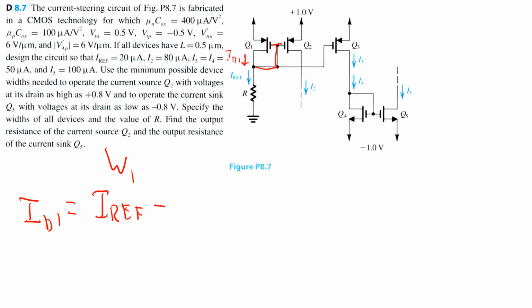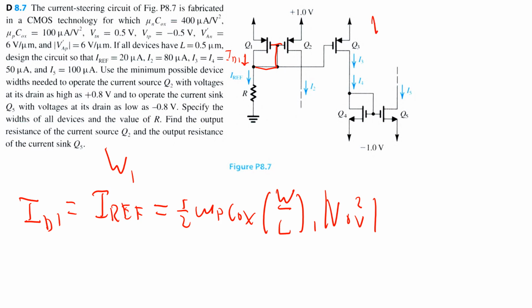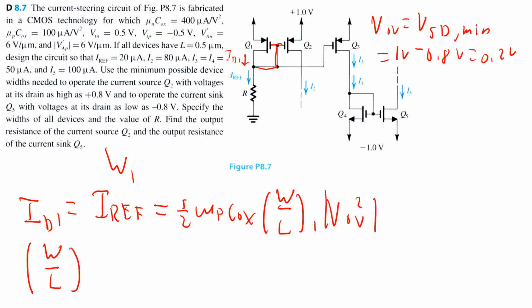So we can use the saturation equation, ID equals 1/2 times mu_p Cox, since these are PMOS transistors, times the width divided by length of transistor 1 multiplied by the overdrive voltage squared. And again, the overdrive voltage is just equal to the minimum voltage across the source and drain, which we discussed in the previous slide, which is 1 volt minus 0.8 volts. So the overdrive voltage is equal to 0.2 volts, meaning I have all of the information I need to solve for W. So we'll go ahead and rearrange this equation.